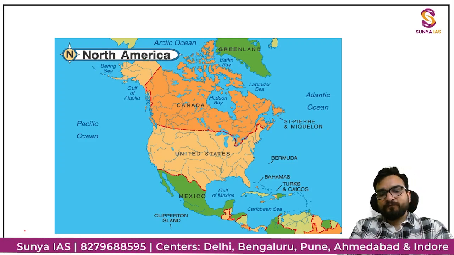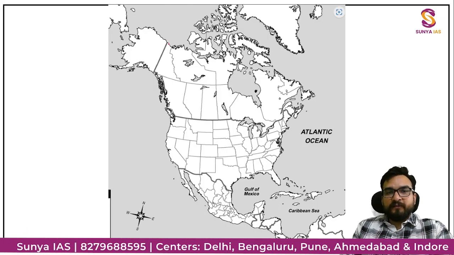Let us see. Before going ahead, this is the blank map. You also must be having the blank map. Try to fill it, guys. Can you remember this island? Baffin Island. This is your Victoria Island. This is your Ellesmere Island.